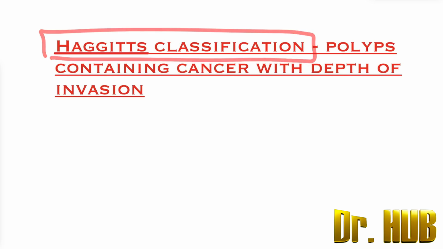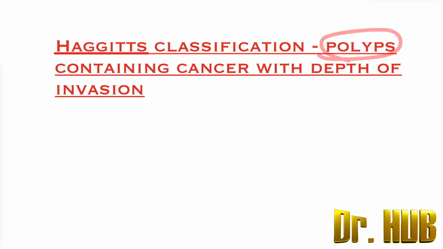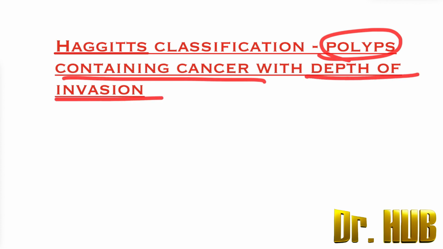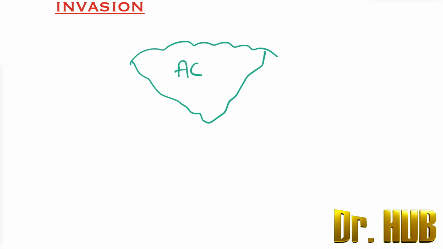Haggitt's classification and looking at the polyps containing the cancer with the depth of invasion. So let's look at the diagram. So this will be the adenocarcinoma.